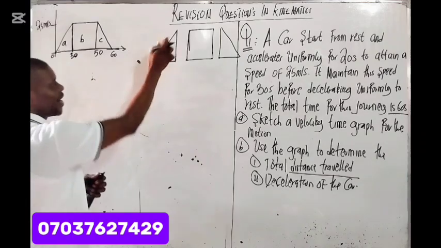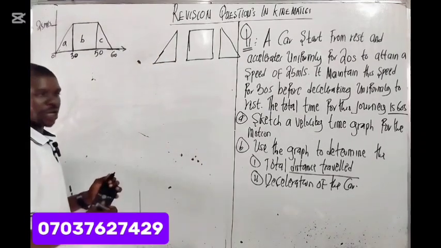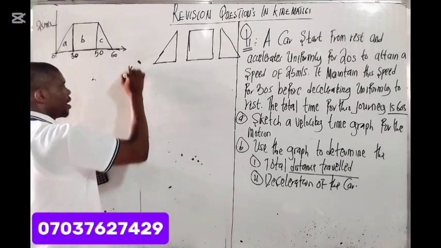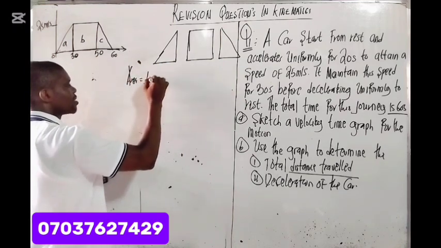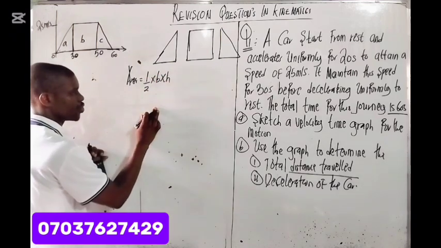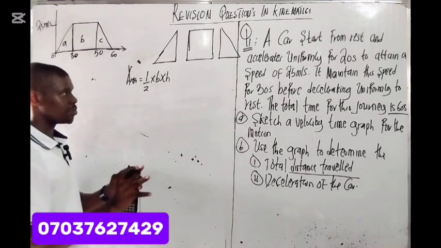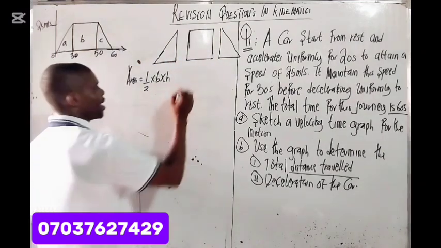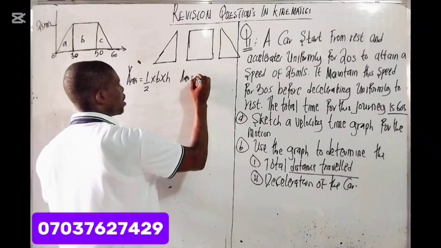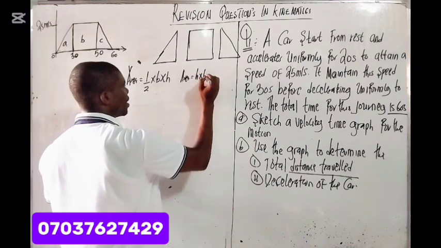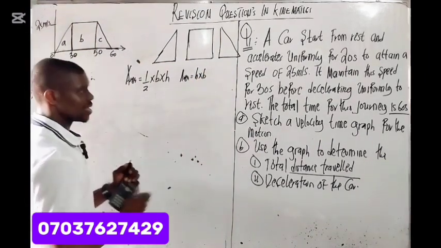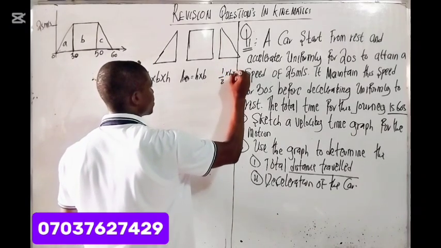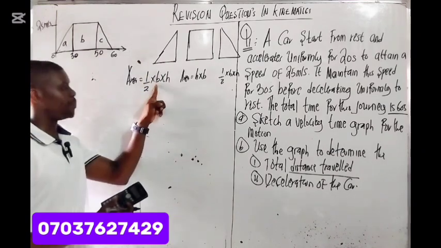Now, what is the area of a triangle? Area equals half times base times height, which I'm going to explain. Here we have a rectangle. The area is height times base. Same here, this one has area half times base times height.